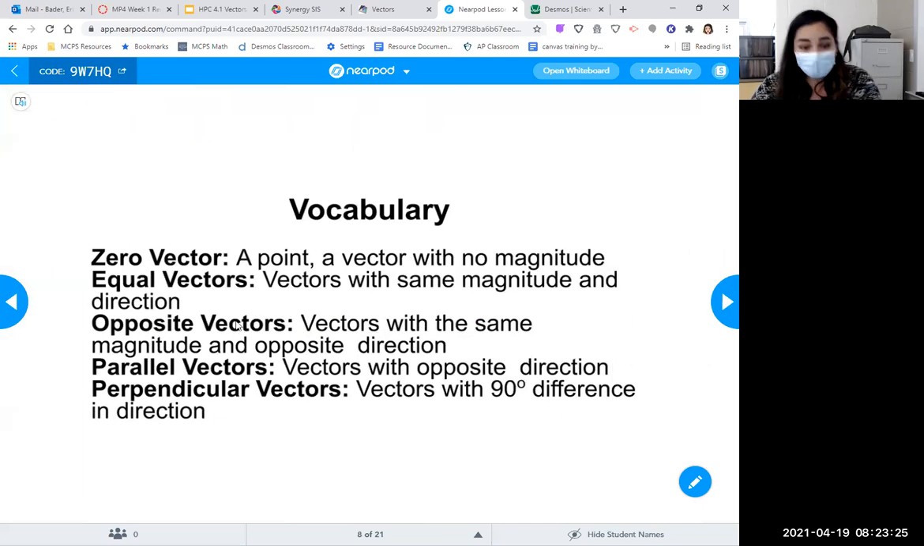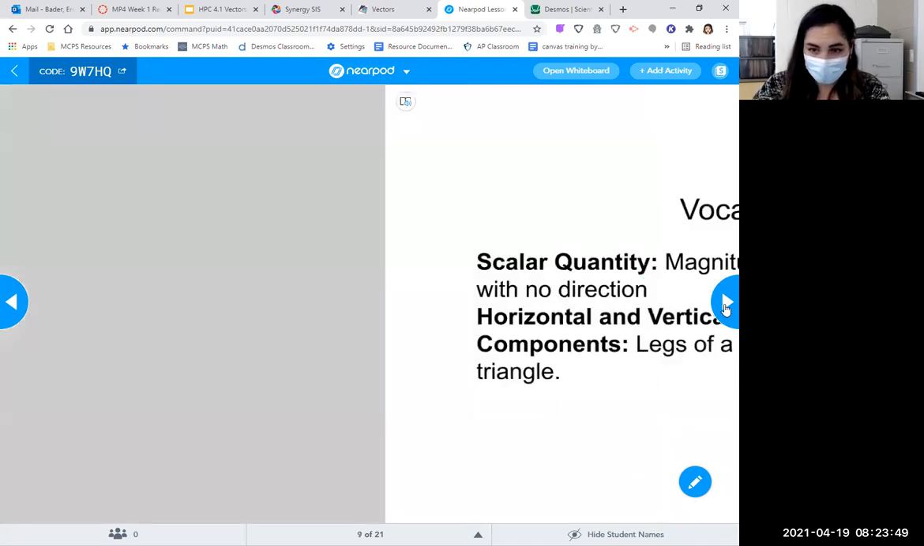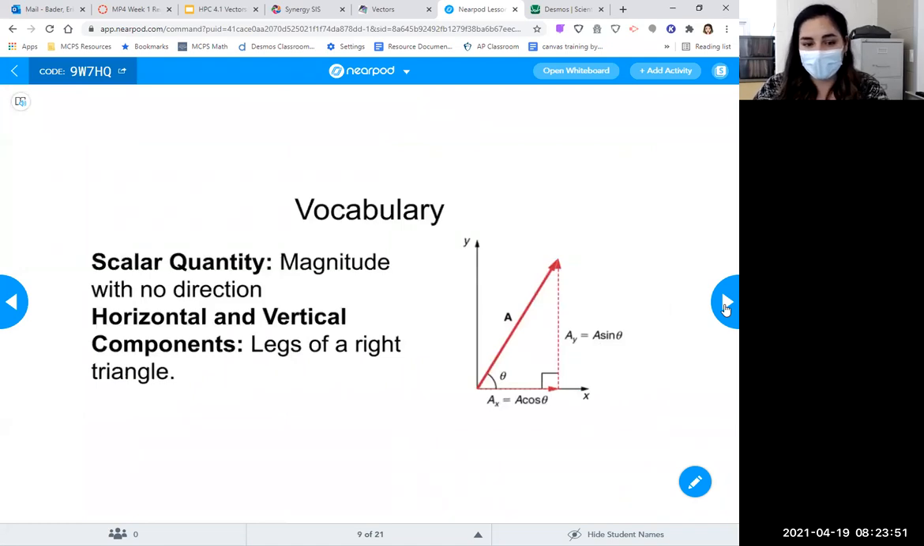Some other vocabulary that we're not going to use a ton, but just so you know in case you come across it: a zero vector is a point or vector with no magnitude. Equal vectors have the same magnitude and direction. Opposite vectors have the same magnitude but opposite direction. Parallel vectors have the same or opposite direction. Perpendicular vectors have a 90-degree difference in direction.